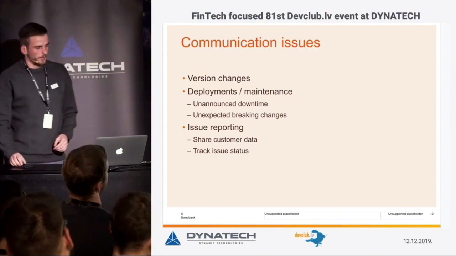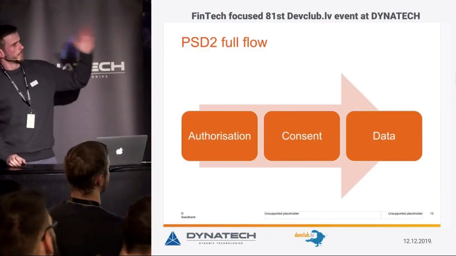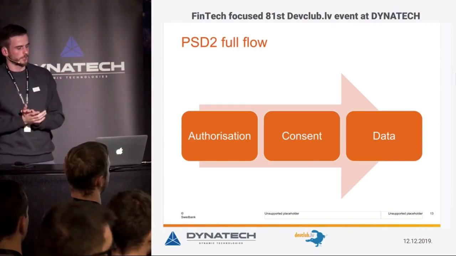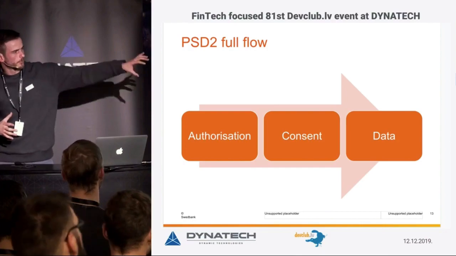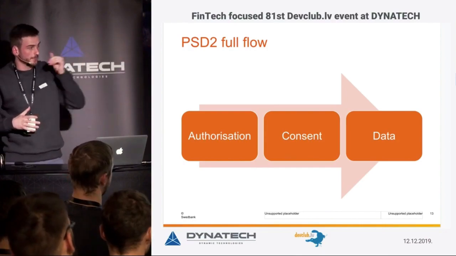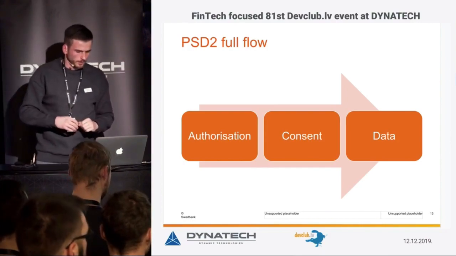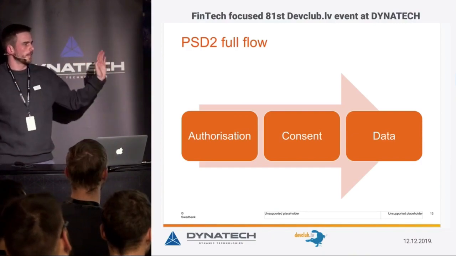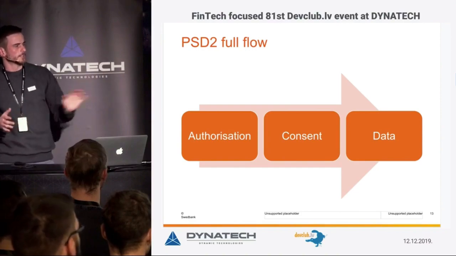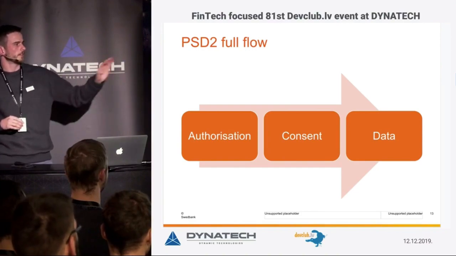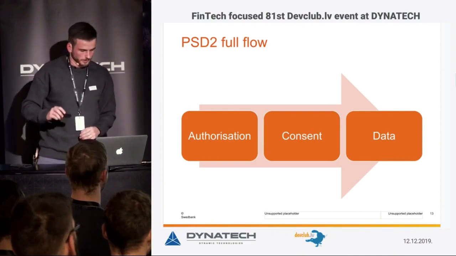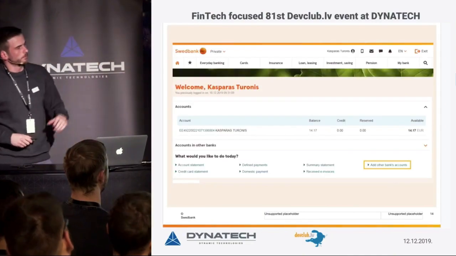And the happy flow, how we imagine it, is that the user does authorization, does consent, and we get data. However, some banks would say that we don't have authorization, use consent. Some banks say we don't have consent, authorization is enough. So this adds complexity. Now I want to show you how we managed.